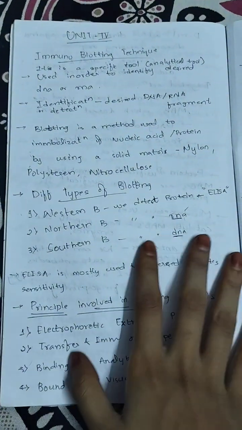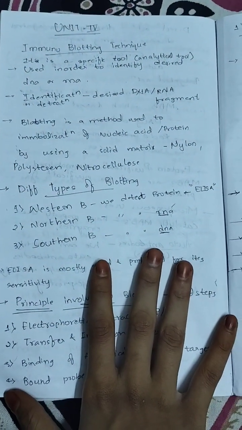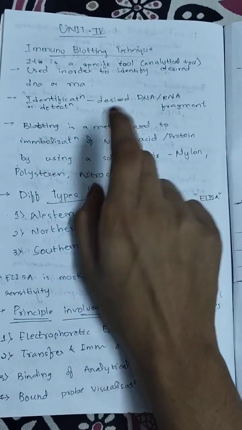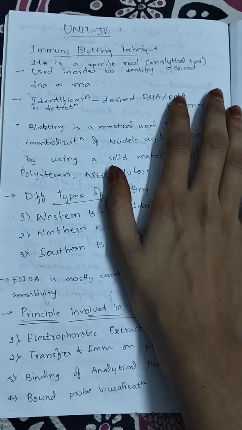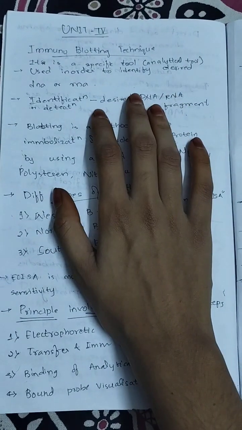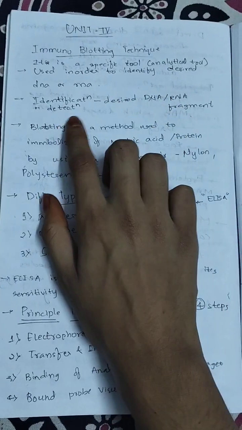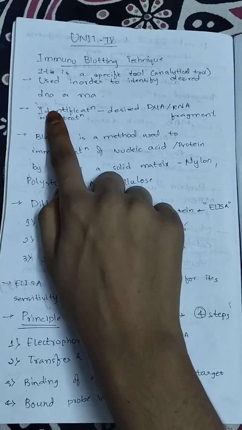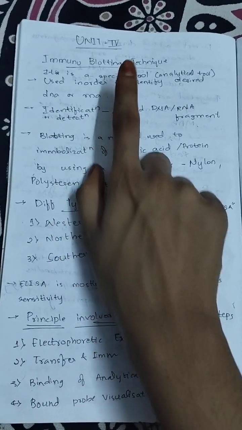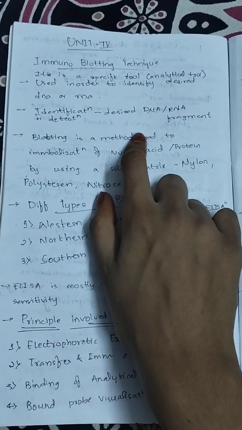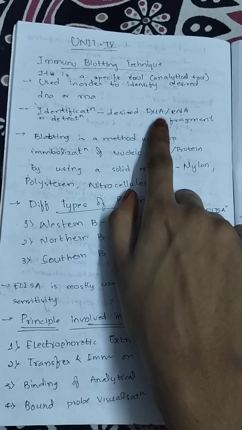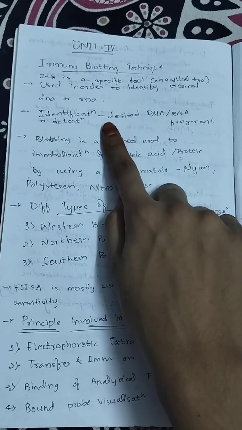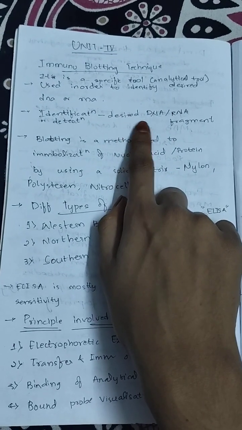Now we are going to study the immunoblotting technique. What is the immunoblotting technique? Immunoblotting is a specific analytical tool which is used in order to identify desired DNA or RNA. So if we want to identify our desired DNA or RNA, we use this immunoblotting technique. Identification of a desired DNA or RNA fragment can be done by the immunoblotting technique.